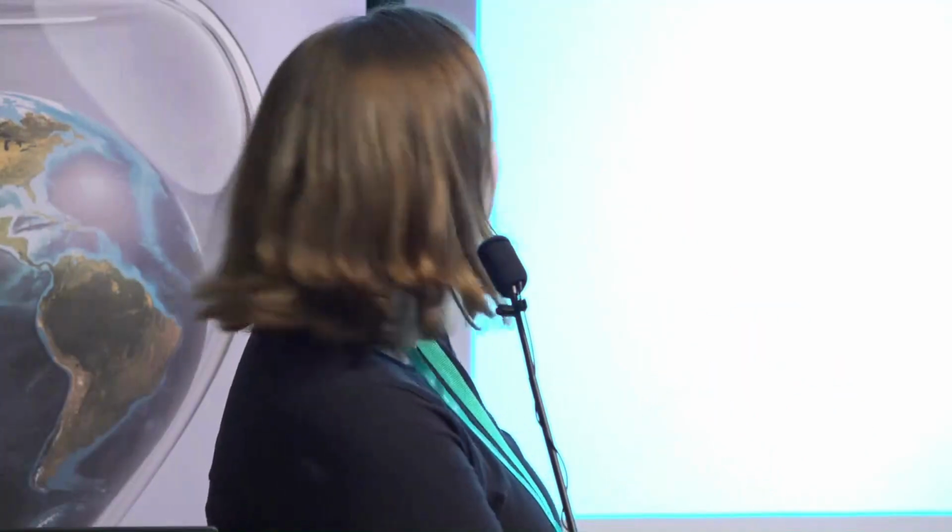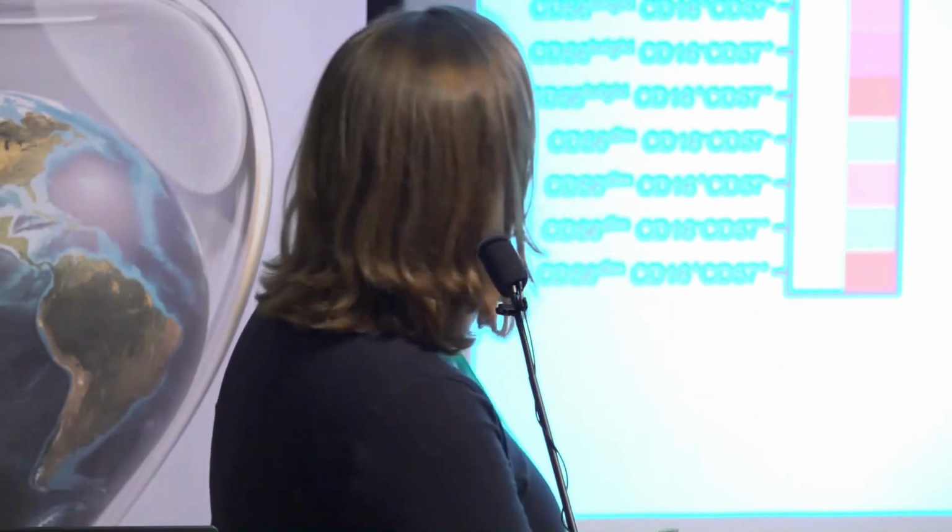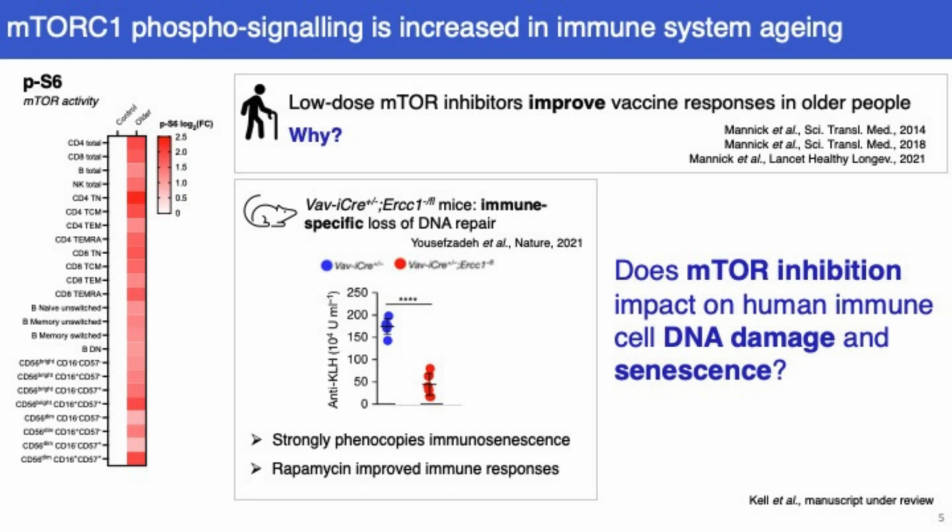Of course, this is just looking at aged immune cells in a person and comparing them to the not aged immune cells within a person. What about if we take a group of people that are older and compare them to a group of people that are younger? And so that's what we did here. And this time I'm just going to show you the data for phospho-S6, which is a marker of mTOR activity. We compared these older people to younger controls and looked at all of these different immune cell subtype flavors. We do see an increase in mTOR activity as well.